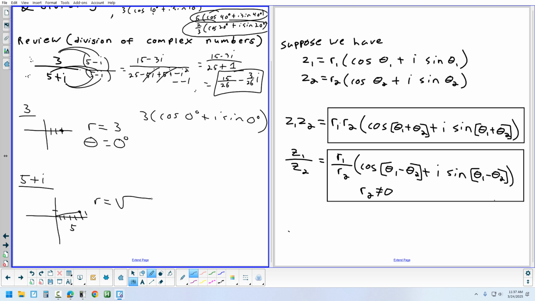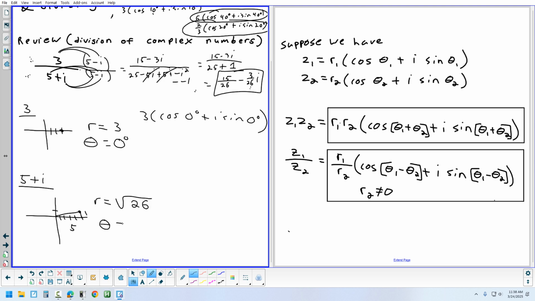Use the Pythagorean theorem to get your radius. What's my radius going to be? The square root of 25 plus 5 squared plus 1 squared, which is the square root of 26. So my radius is the square root of 26, which we kind of already knew, if you remember the last problem, we got 26. That has something to do with the radius. All right, so we get the square root of 26.